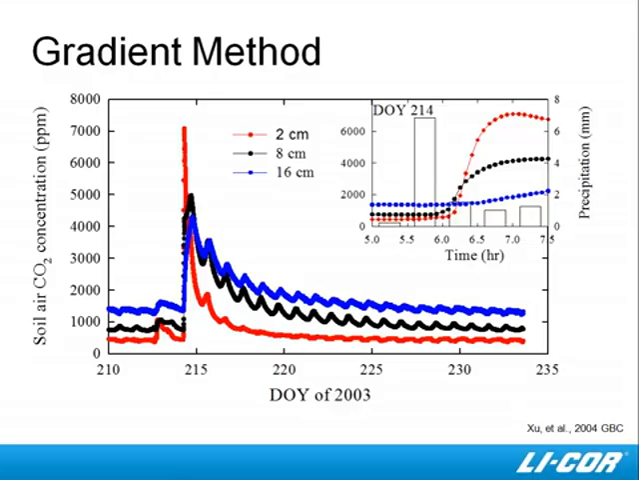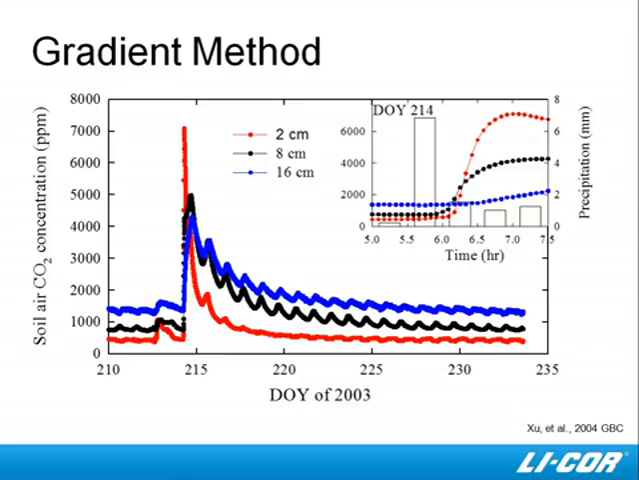Now if we follow through the math for the gradient method, the equation that I showed in the last slide, that would suggest that there's a net flux of CO2 into the soil. Well, we know that's just not the case.